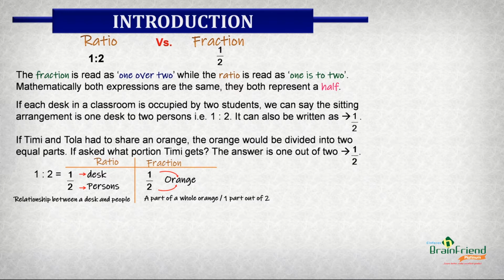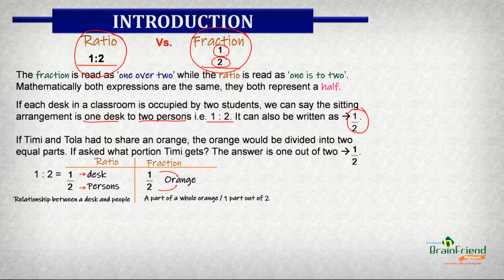Basically, ratios are written in this form, while fractions in this form, where we have a numerator and a denominator. We read this as 1:2, and for fraction, we read this as 1/2. An illustration: if each desk in a classroom is occupied by two students, we can say the seating arrangement is one desk to two persons, and that can be written as 1:2. It is also the same thing as 1/2.